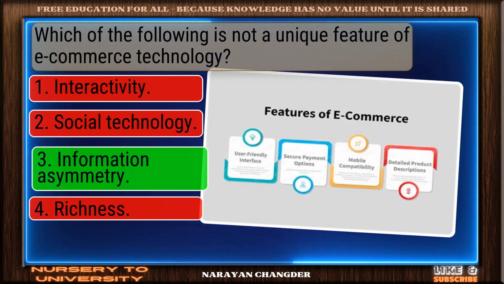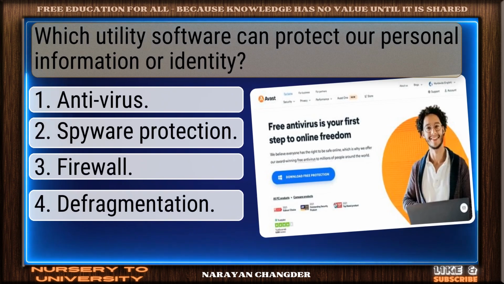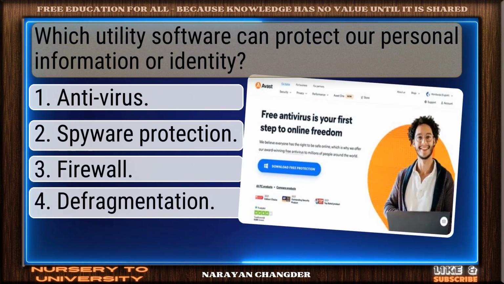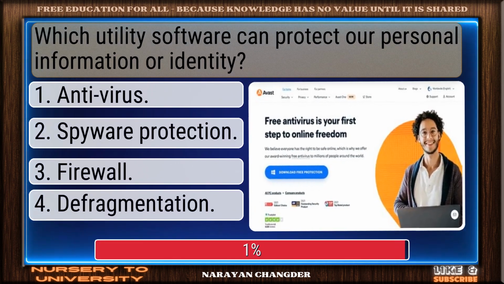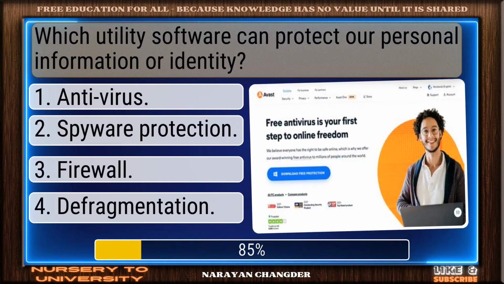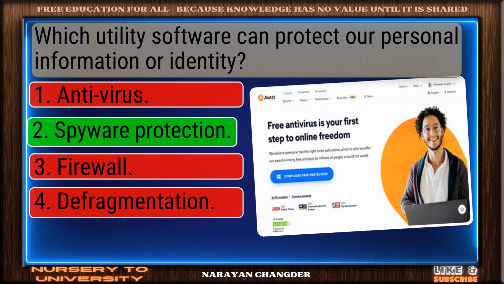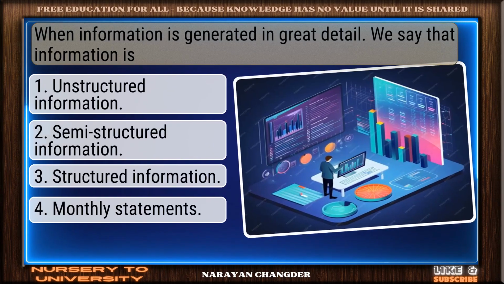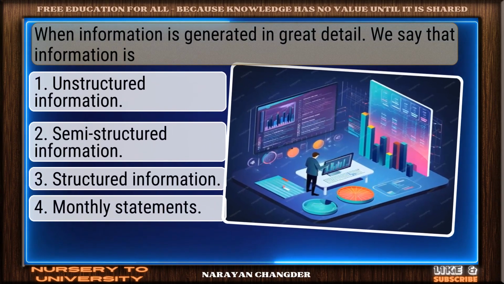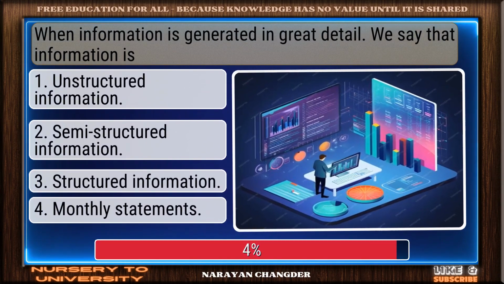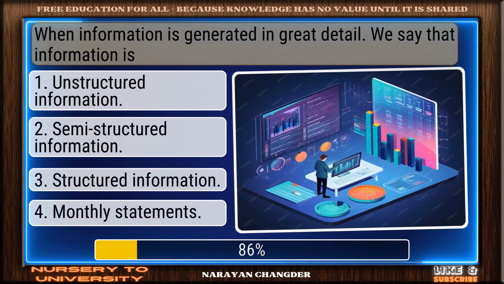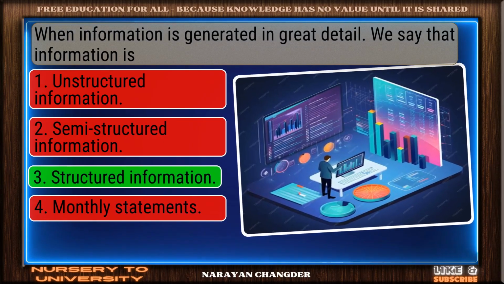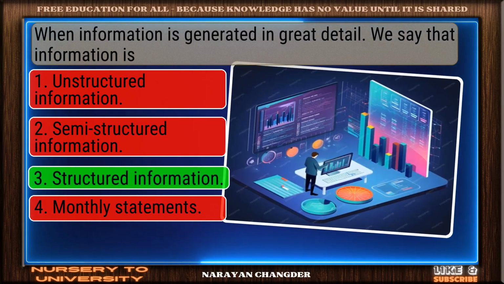Information asymmetry is right. Which utility software can protect our personal information or identity? Well picked. Spyware protection is correct. When information is generated in great detail, we say that information is. Perfect. Structured information is the one.